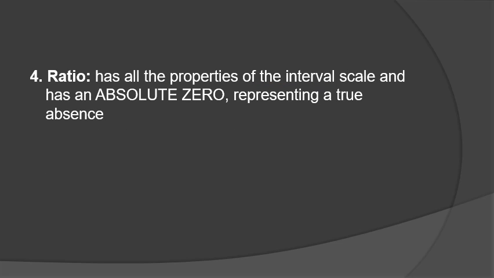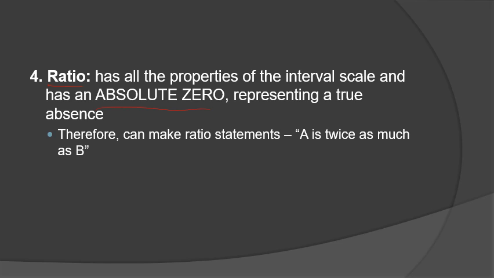Final one is ratio. Ratio takes interval but adds absolute 0, meaning that we've still got all the properties of interval, that they're in order, the distance between any two numbers is consistent, but absolute 0 is on the line, meaning if something's 0, it means you have an absence of it. You can then make ratio statements. If somebody is 60 inches tall, they're twice as tall as someone who's 30 inches tall when you're measuring from the ground.